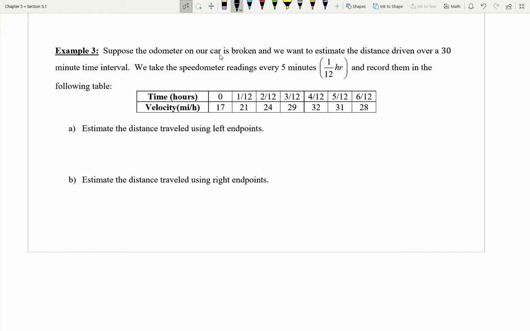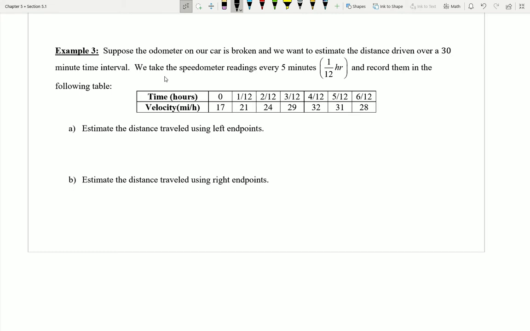Suppose the odometer on our car is broken. Remember, the odometer is just the thing that calculates how many miles you've driven. And if that's busted, like it's not updating correctly, but I still want to estimate the distance that I drive over the next 30-minute time interval, well, there's a way I could potentially do that.